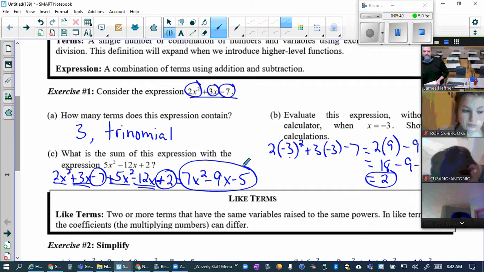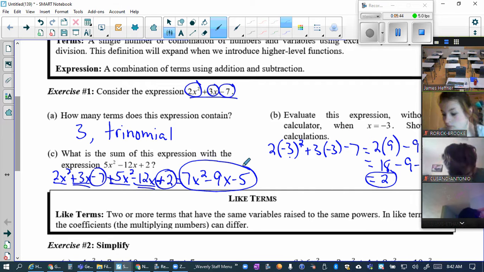Now, just combining like terms, all right? So then they define like terms. They're just 2 or more terms that have the same variable raised to the same powers, okay? And they can be combined.